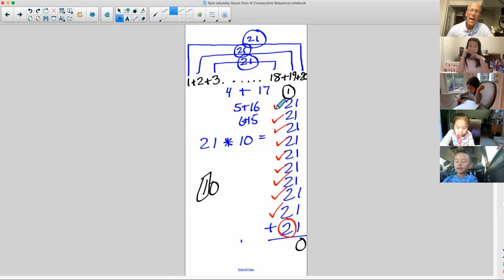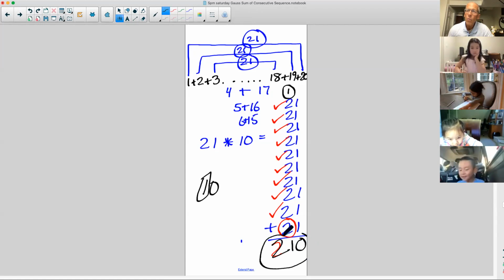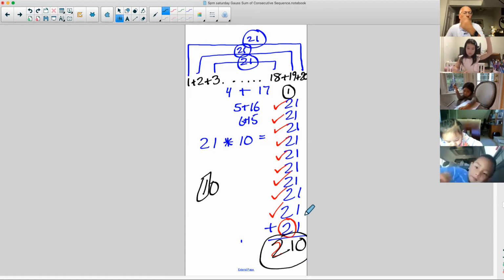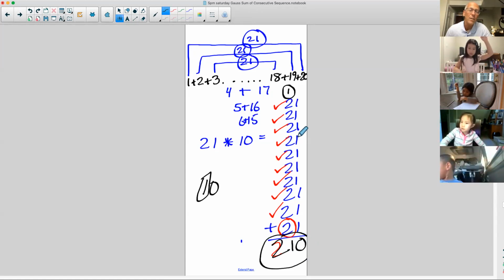18. 20, and 20 plus 1 is what? What's 20 plus 1? 21. Yes, everybody write it down. Everybody write 21 down on the bottom. And who can read that number to me? What is the sum of 1 plus 2 plus 3 all the way to 20? Alice, go. 210.